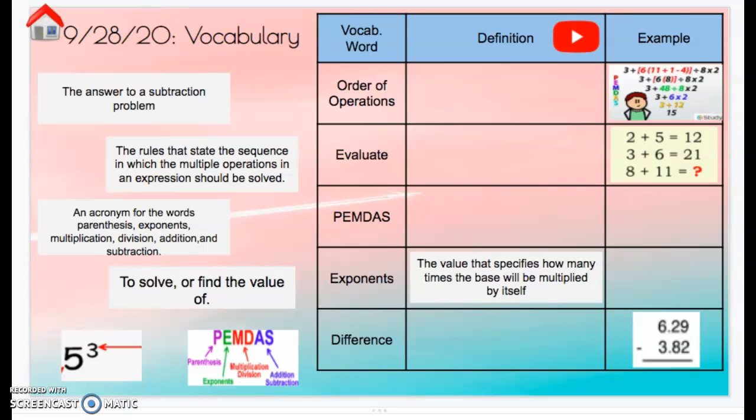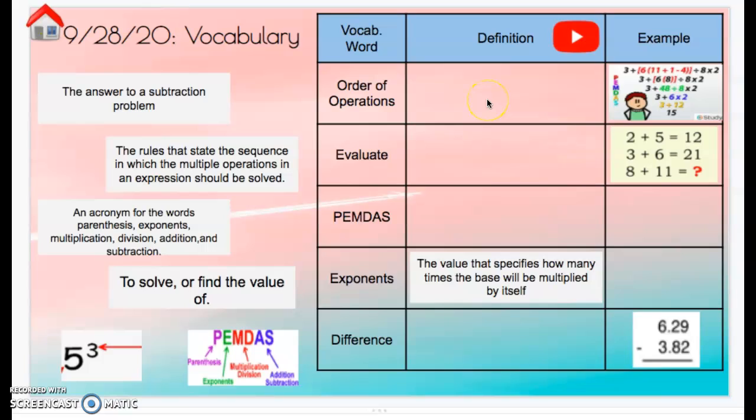September 28th, 2020, vocabulary. So we have a chart here. We have the vocabulary word. All these words are our vocabulary words. The definitions will go in this column, and the examples will be in this column. So for the first one, we have the order of operations, the vocabulary word.